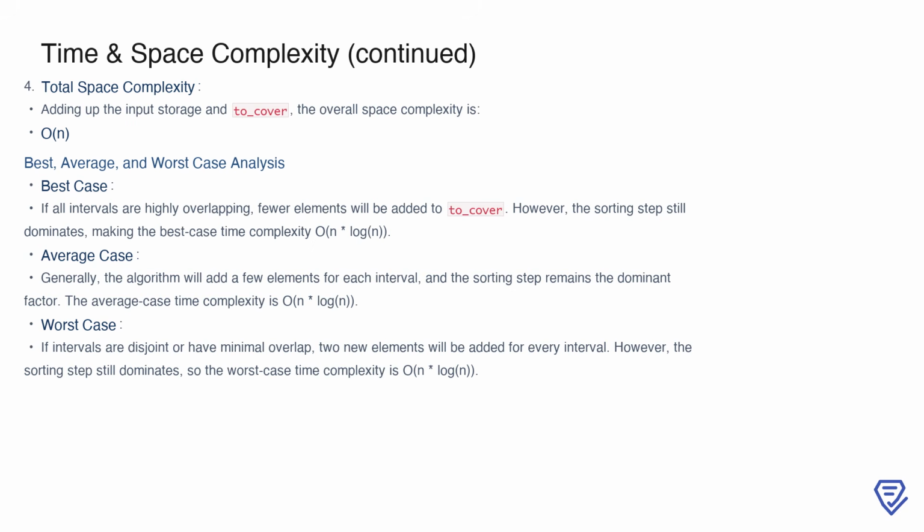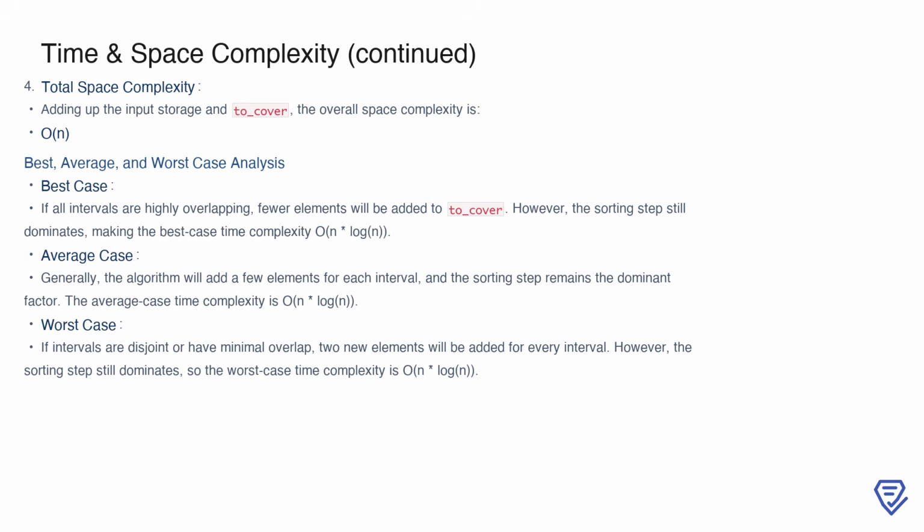Now, let's analyze the algorithm's behavior across different scenarios. In the best case, where all intervals are highly overlapping, fewer elements need to be added to to_cover. However, since the sorting step is still required, the best case time complexity remains O(n*log n). On average, a moderate number of elements are added for each interval, but the sorting step still dominates, resulting in an average case time complexity of O(n*log n).